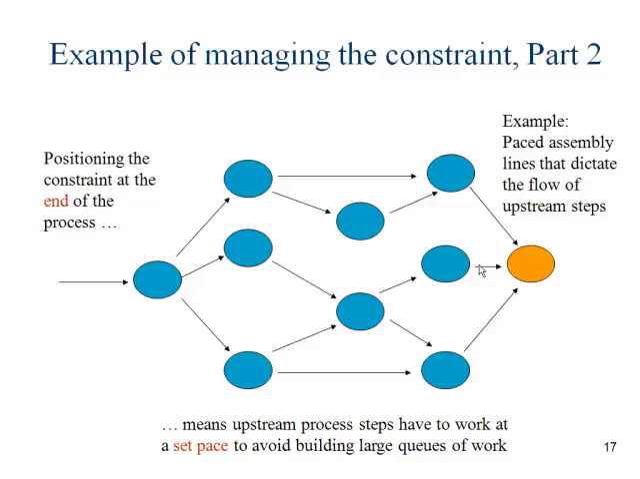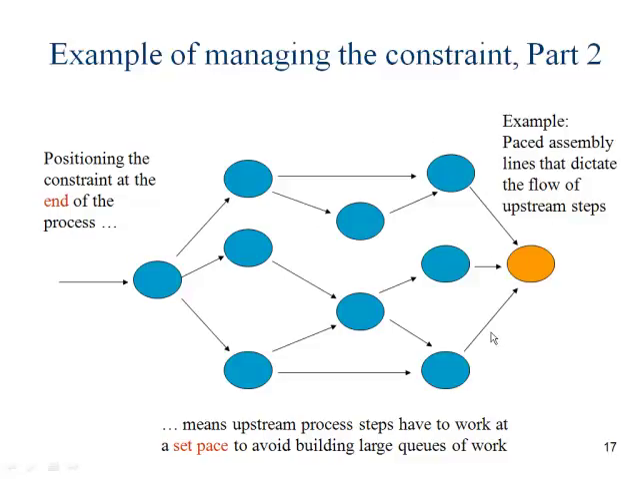So again, walking through the example here, positioning the constraint at the end of the process means upstream process steps have to work at a set pace to avoid building large queues of work within the process. And in fact, this is very common in paced assembly and just-in-time types of manufacturing environments. Kanban is one signal mechanism that we talk about in advanced planning control classes that is used to time the flow and control the level of flow between links.